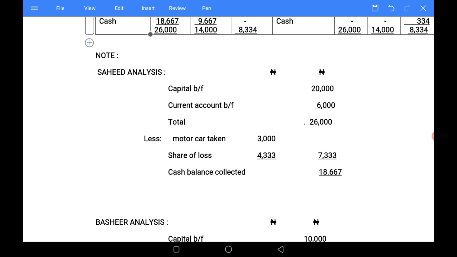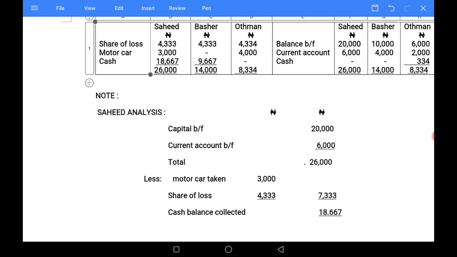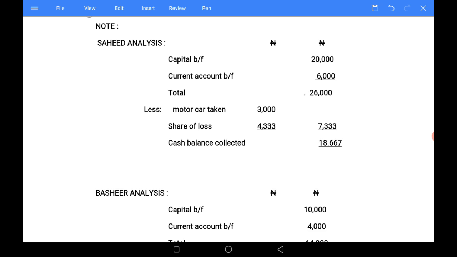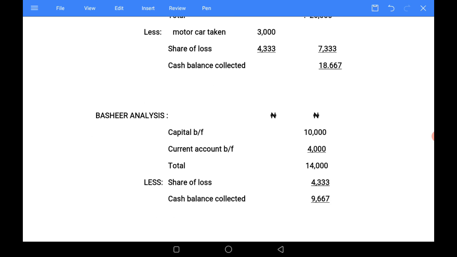Therefore, the cash balance to be given to Saeed will be 18,667, as it is shown on the debit side of the capital account in the Saeed column. Moving on from Saeed's analysis, now let's look at how the capital account of Bashir was balanced.